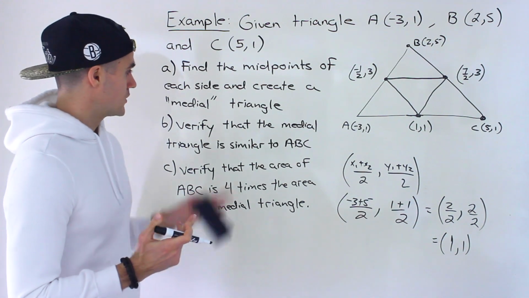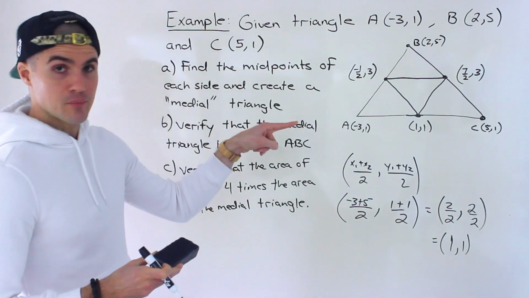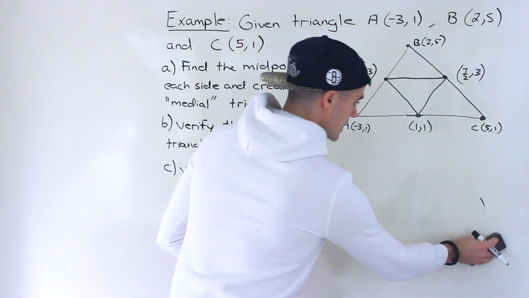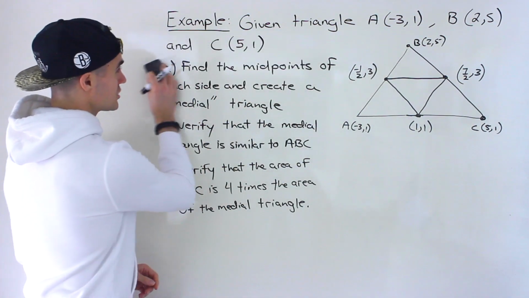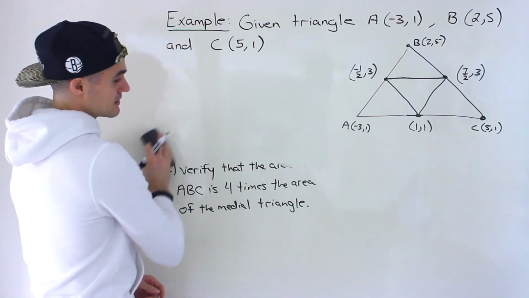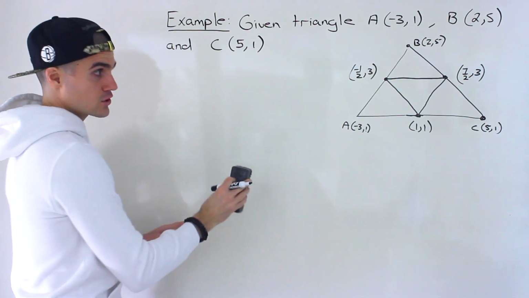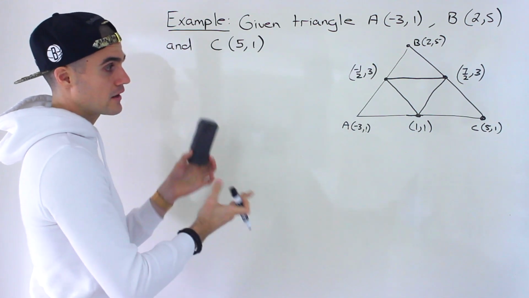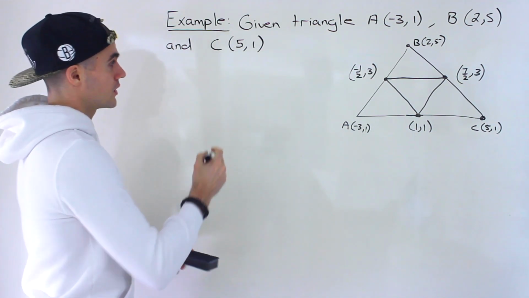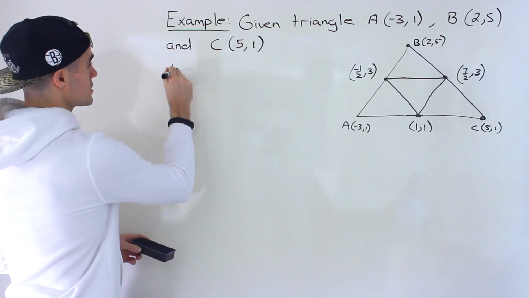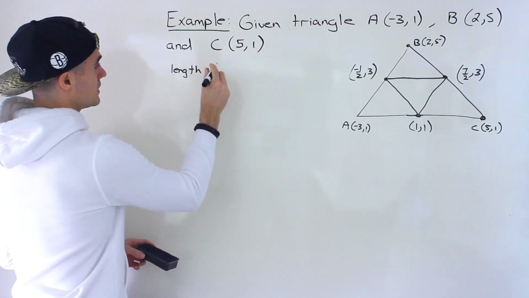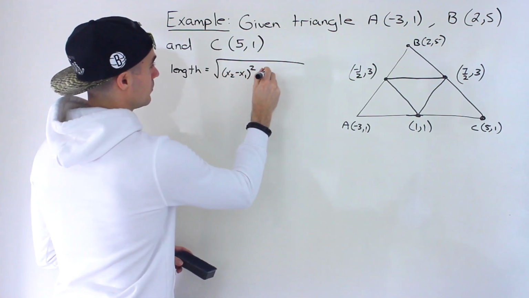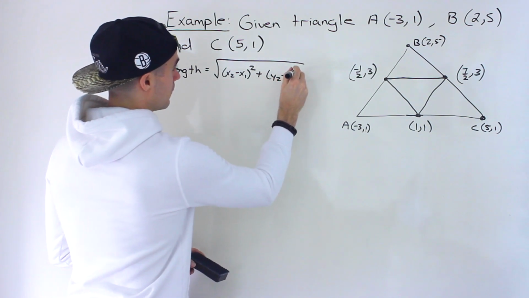So now let's move on to part B, where we verify that that medial triangle is going to be similar to the larger triangle. So this is going to take the most time, part B, because we're going to essentially find 6 different lengths, right? The 3 lengths of the larger triangle, then the 3 lengths of the medial triangle, and then we got to show that the ratios are going to be the same. So the length formula, just in general, it's what? It's the square root of (x2 minus x1) squared plus (y2 minus y1) squared.